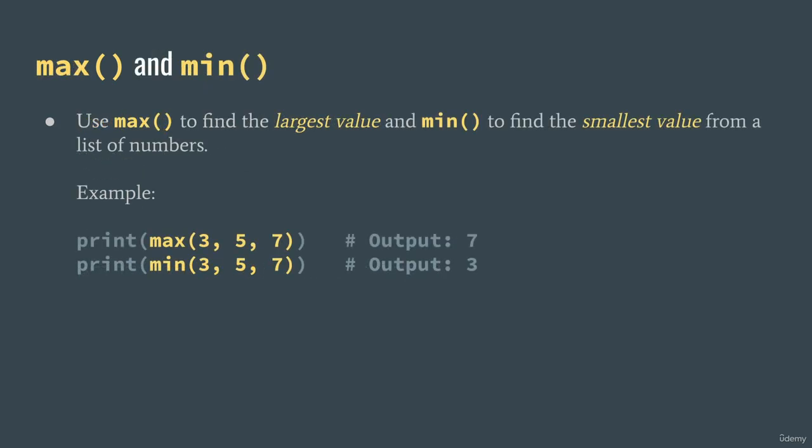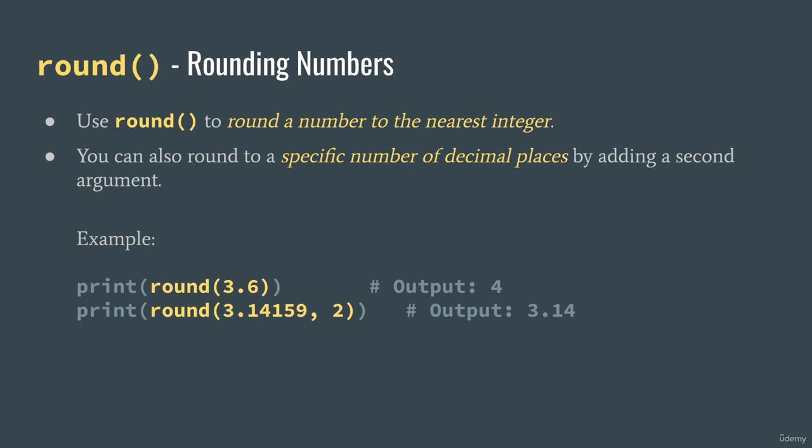The max function helps you find the largest value in a set of numbers, while min finds the smallest. These functions are useful when you need to quickly identify extremes in a group of values. The round function is used to round a number to the nearest integer. You can also specify the number of decimal places you want by adding a second argument.